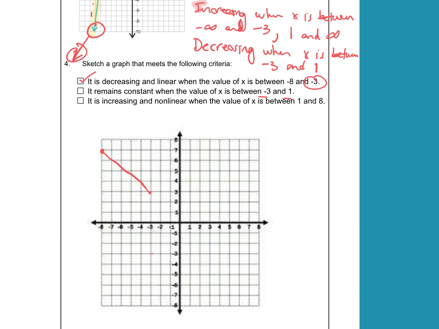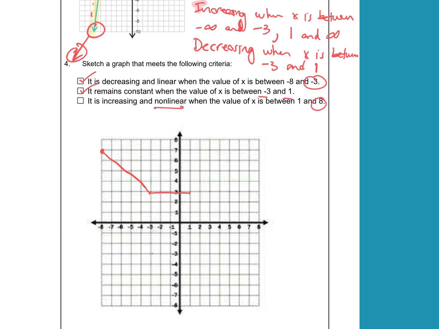So we're already at the negative 3. We're going to stay flat up until we get to this 1. So there's another imaginary line here through 1. I'm going to keep going flat or constant until I get to that point. Okay, so we got that second one. Now it's going to increase but be non-linear from this point, at 1, up until 8, which is at the end.